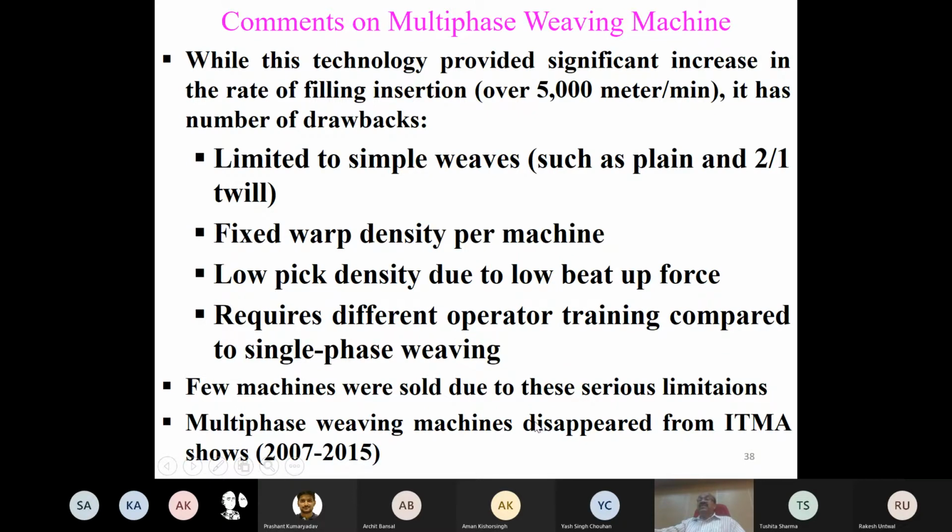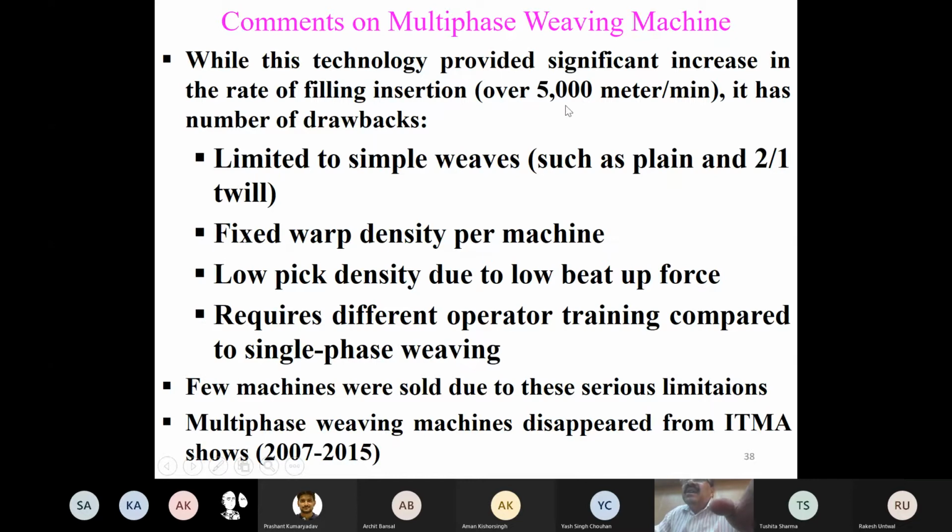Few machines were sold due to these serious limitations. In fact, a very limited number of machines has come to the market. And just for your information, right now at this stage, this machine is not at all available in the market. The manufacturer had stopped producing this machine; they found a lot of difficulty in selling these machines, although this technology gives very high or highest productivity.